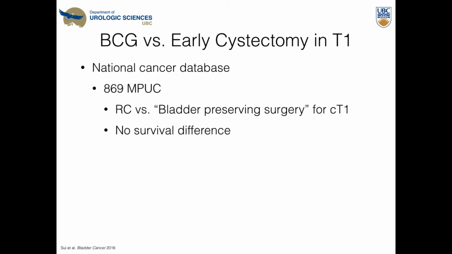The argument against both these studies is that they're small, single-center, and retrospective. So Sway and colleagues actually used the American National Cancer Database to find 869 micropapillary patients. Because it was an administrative level database, they could only really stratify into cystectomy versus bladder-preserving surgery. Bladder-preserving surgery was TURBT or partial cystectomy. So essentially it was cystectomy versus everything else for T1 patients. And they didn't find a survival difference either.